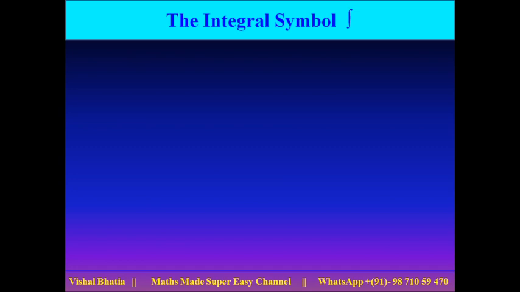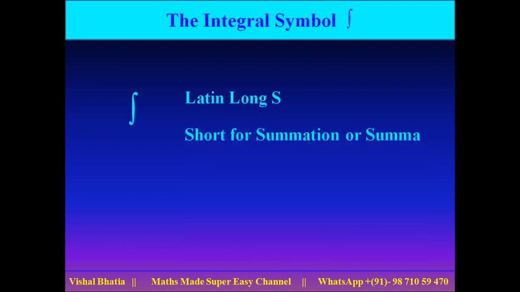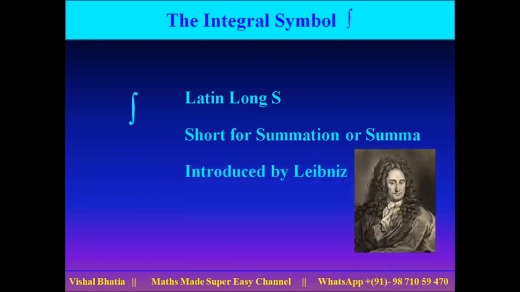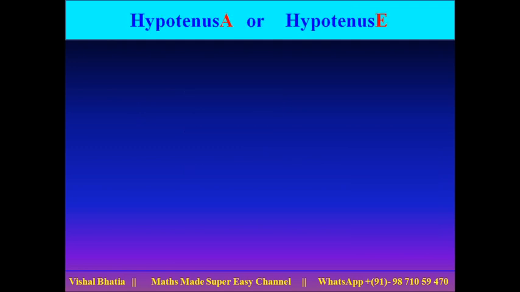Let's look at the integral symbol. You must have seen this in calculus in class 12 and class 11. This is what it looks like. And basically it comes from the Latin language and it's the letter long S. And this letter long S is short for summation or summa. And interestingly, it was introduced by Leibniz in modern mathematics. And Leibniz, as you know, was a contemporary of Newton, and together they developed a lot of formulae and a lot of applications of calculus.